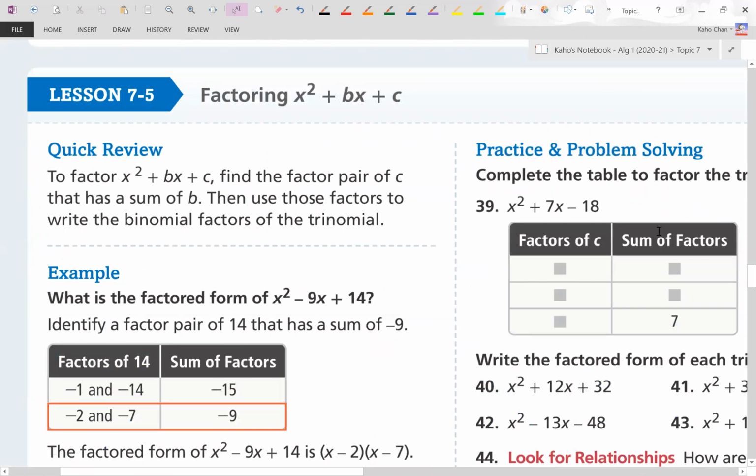Here, we're going to do a form of guessing and checking. Because A is 1, the leading coefficient is 1, that makes factoring this quadratic easy. That's called a quadratic.